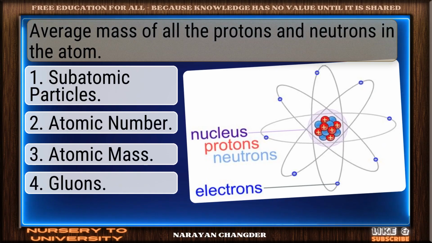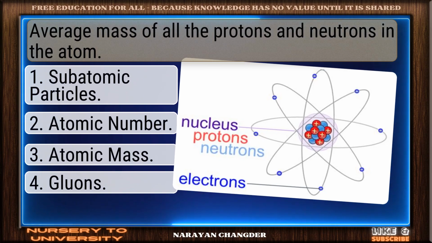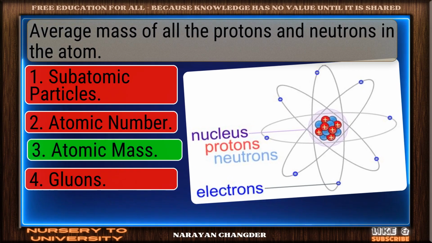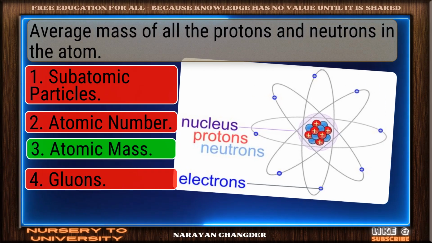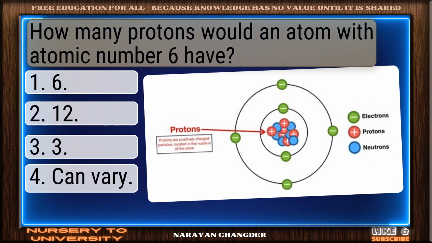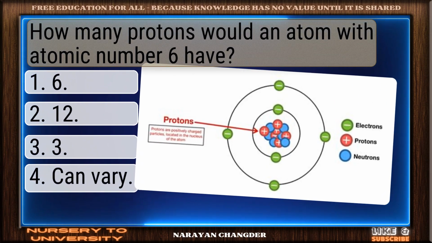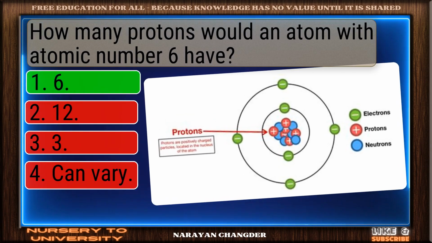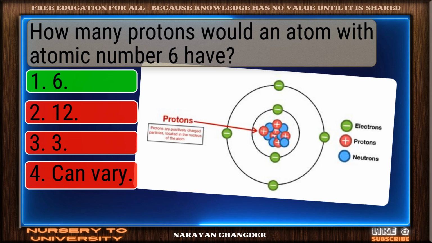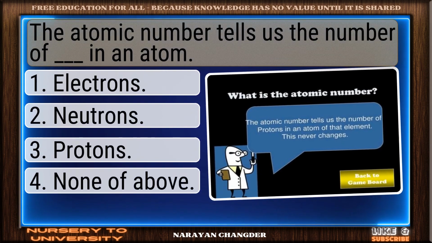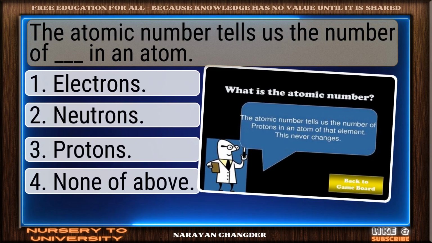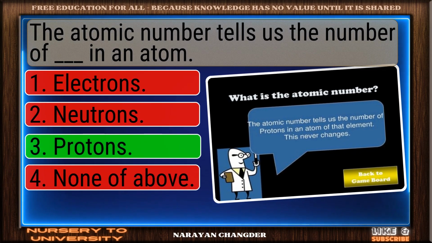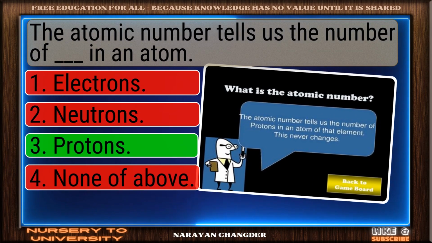Average mass of all the protons and neutrons in the atom. You got it. Your choice, atomic mass, is right. How many protons would an atom with atomic number 6 have? Great job. 6 is the accurate answer. The atomic number tells us the number of dash in an atom. Smart pick. Protons is the correct choice.